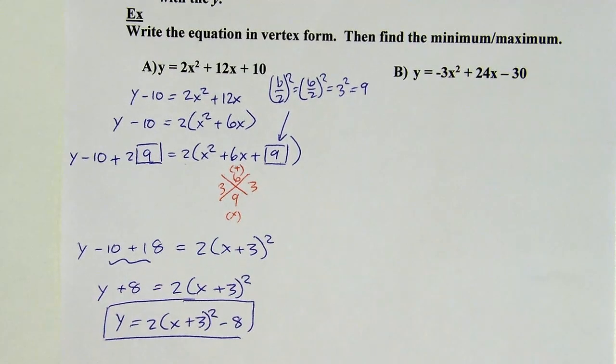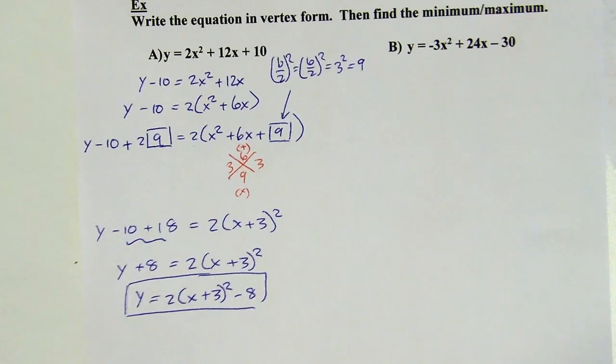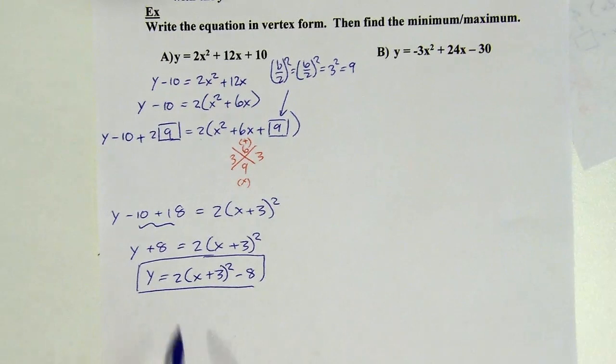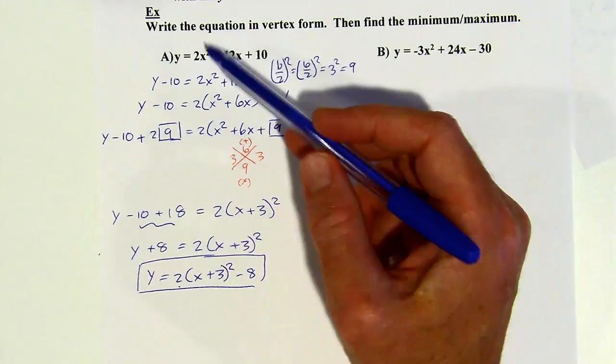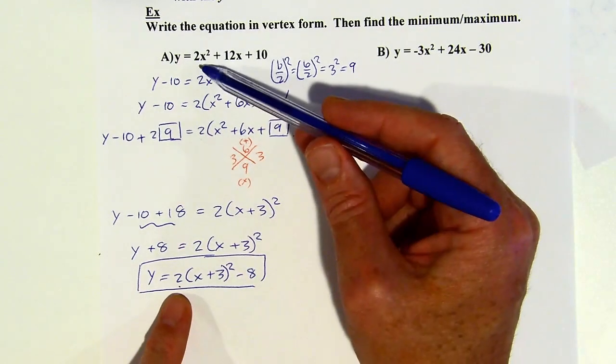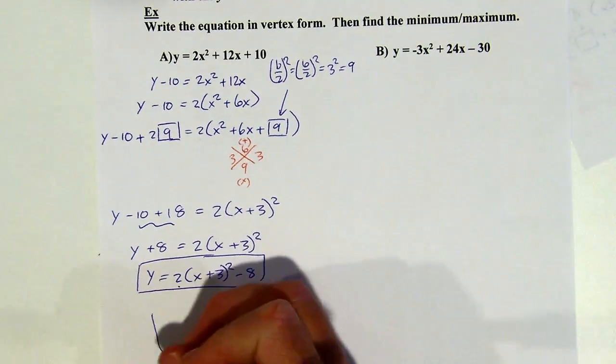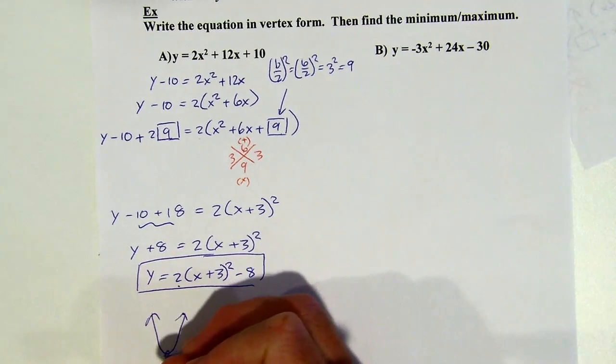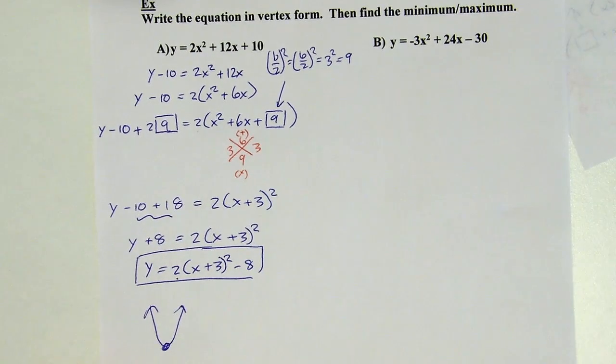So now I'm thinking, which way does this parabola open? Does it open up or down? Well, this is a positive number, right? My a value in either form of the equation is positive. So this one's going to open up. I'm not going to spend a bunch of time graphing it, but it would look something like that.